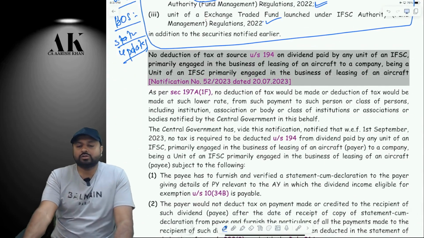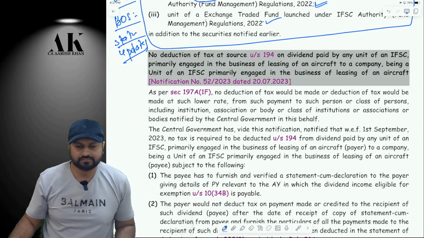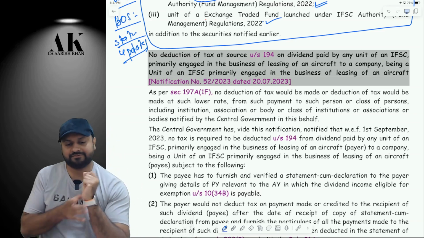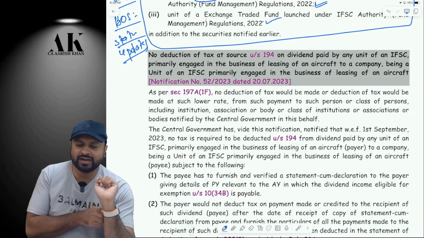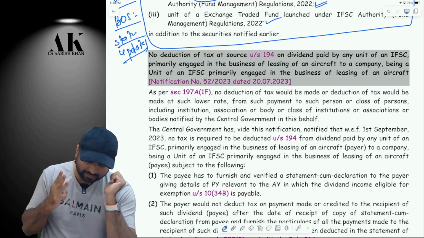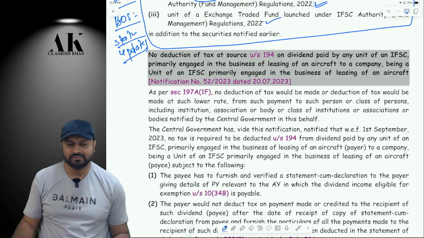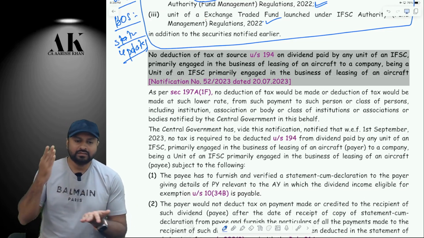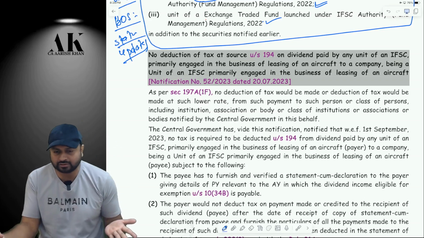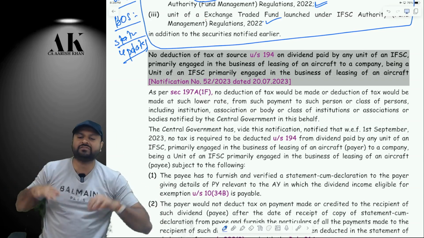If you have your textbook number 2 in front of you, open the chapter of taxation of dividend, last page. On the last page, in the last line, there is a green paragraph where it is written that if one company is in IFSC, another company is also in IFSC, and the one company is engaged in the business of leasing of aircraft and the other company is also engaged in leasing of aircraft, check now please. The first company has investment in the second one, so the second one will give dividends to the first one, correct?